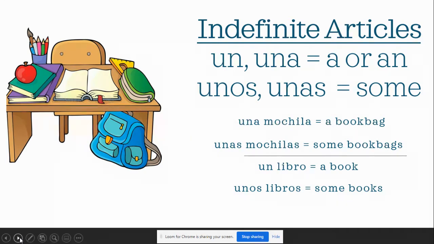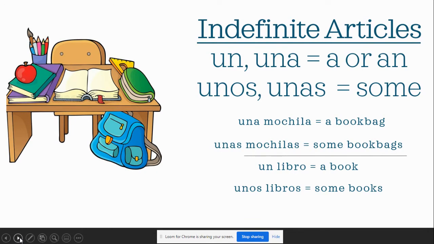When we use un or una, those are considered singular indefinite articles, and they express a or an, as in a ball, a cat, an apple. When we use unos or unas, those two indefinite articles express some. For example, some balls, some cats, some apples. All right, so let's take a look at it.